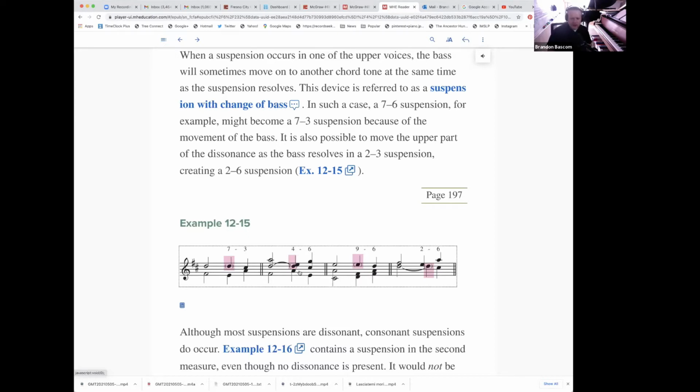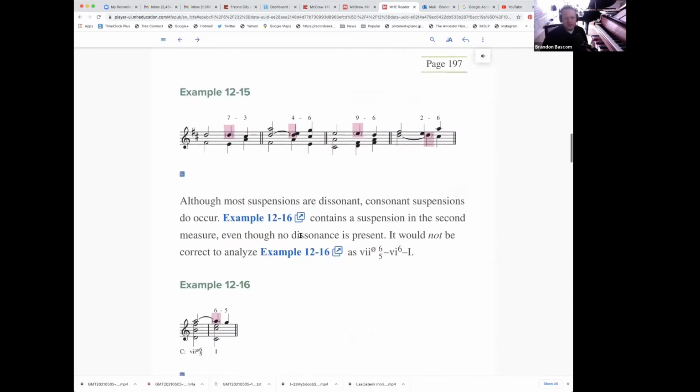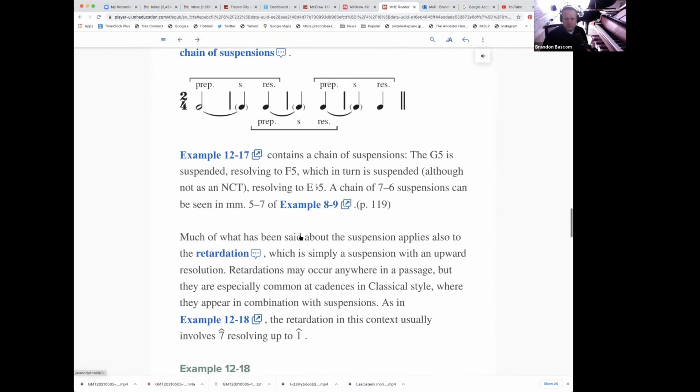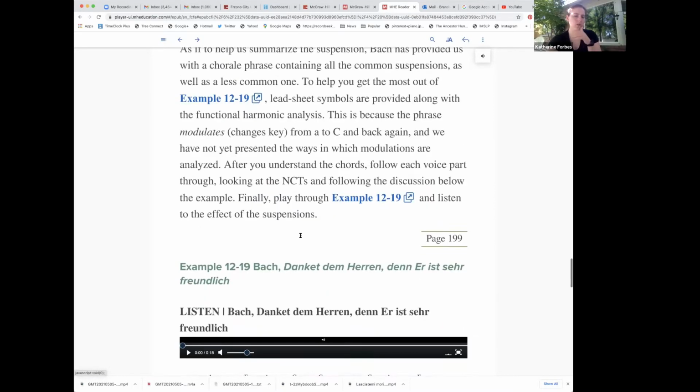Let's look at the last one. So that one, the upper voice moves because we're expecting a 2/3 suspension. But in this case, the soprano moves up to give us the 6. Does that make sense? Questions? Just want to go over the change of bass. Yeah. I mean, when it's in the bass line.